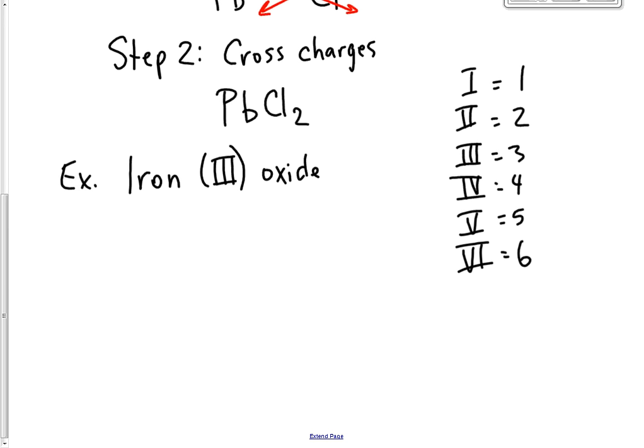So iron 3 oxide, iron is Fe. The Roman numeral 3 tells us that it's a 3+ charge. Oxide, we're going to look at oxygen. It's in the 6th column, so it's going to create a -2 charge. We're going to cross those charges. The 3 from iron becomes the subscript for oxygen, and the 2 from oxygen becomes the subscript for iron. And you get Fe2O3.